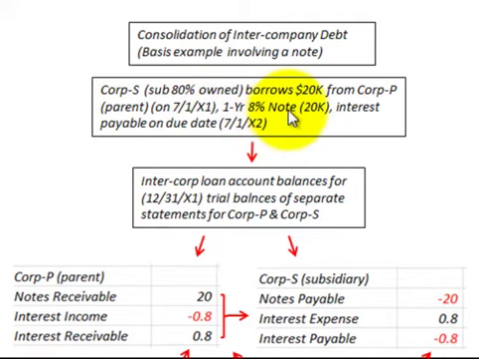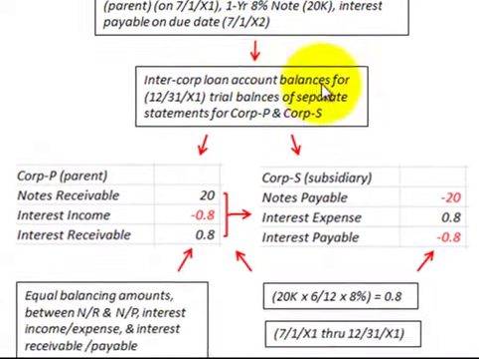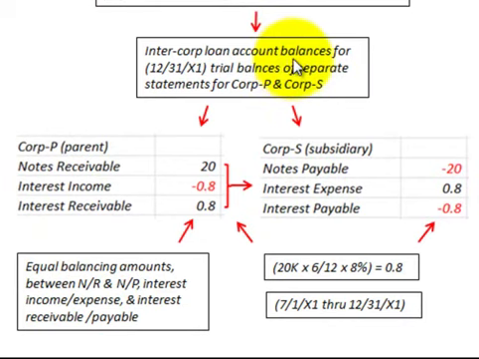And it's an 8% note. That's that $20,000 note, and the interest is payable on the due date on 7/1/X2, or the following year. So looking at our balances for the intercompany corporation loan amount, the balance is on 12/31/X1. This is the end of the first year, 6 months after this note was issued. So we have trial balances of the separate statements for Corporation P and Corporation S. So here's Corporation P, here's Corporation S.